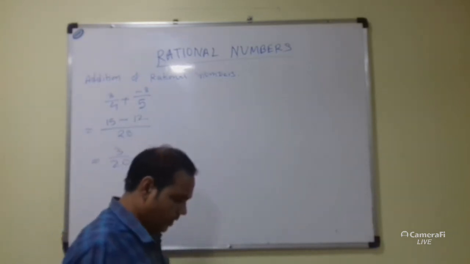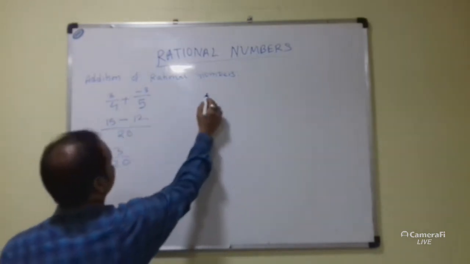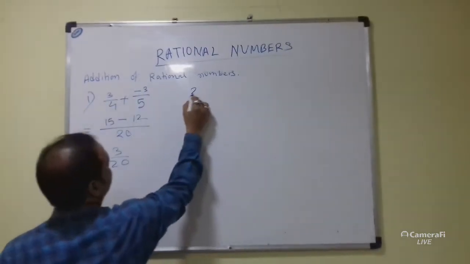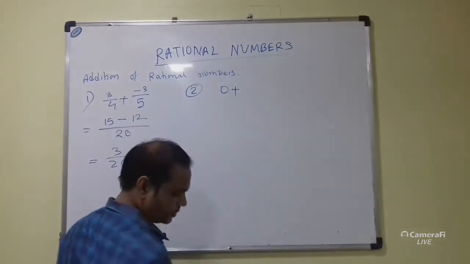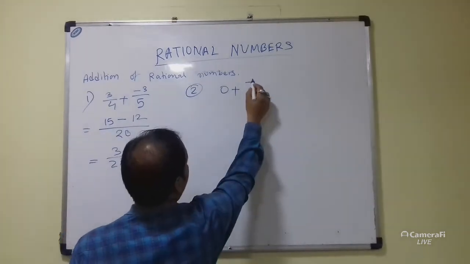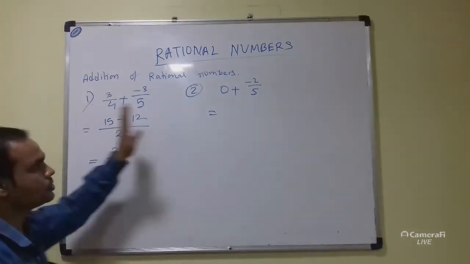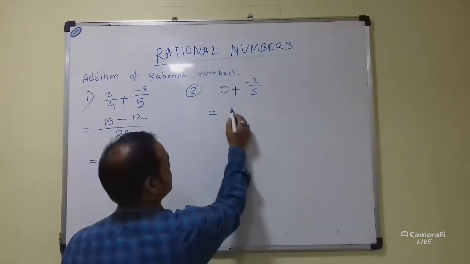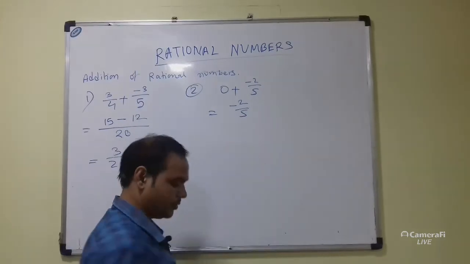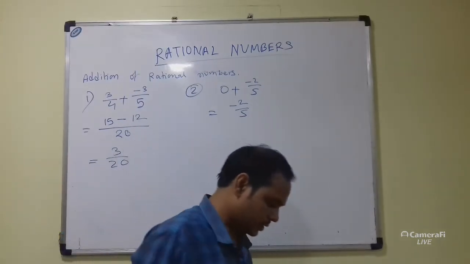Similarly, if I ask you to add 0 with minus 2/5, in this case we need not use this method, because 0 has no value. So its answer will be minus 2/5. Okay.